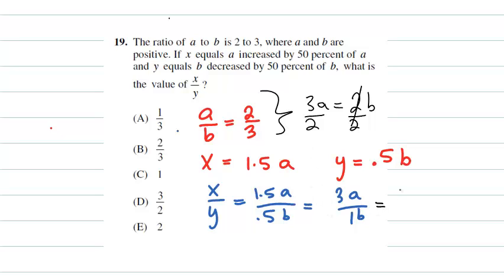So I've got 3a on the top, and on the bottom I've got b, which is 3/2 of a. A is on the top and on the bottom, so it cancels. And the answer is 3 divided by 3/2, which means multiplied by the reciprocal, by 2/3. The 3's cancel, and our answer is 2.